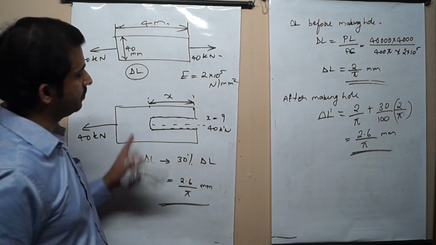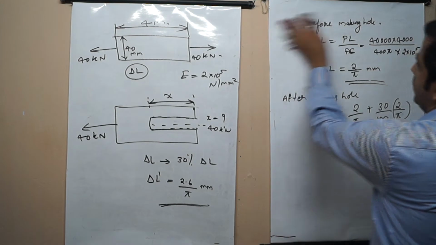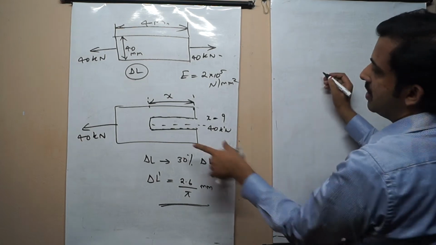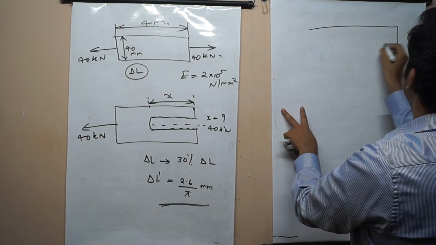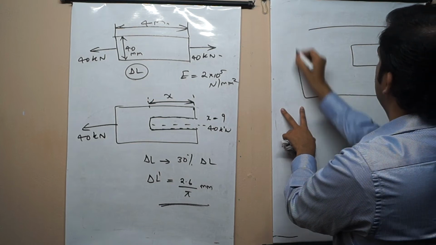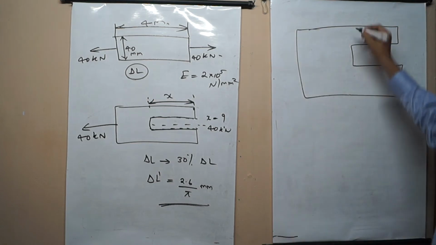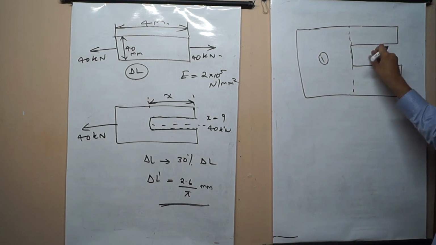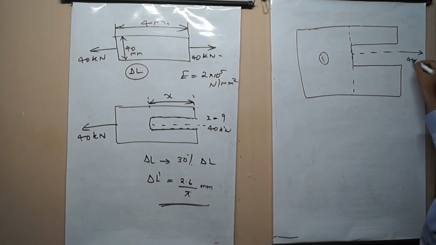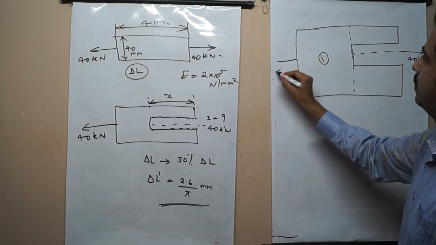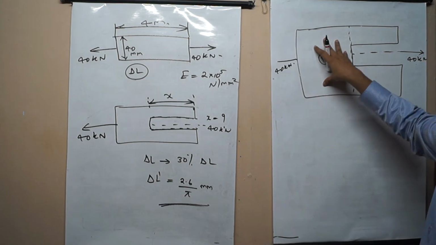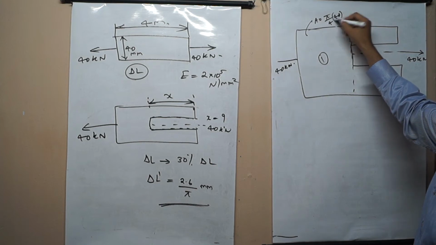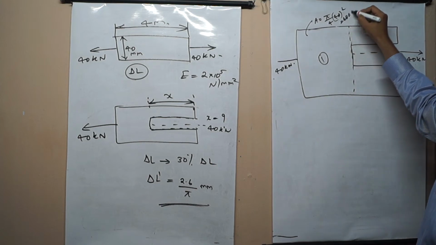We can solve this very easily. This is our question. Here in this question there are two parts. First part is here and the second part is here. Here there is a hole. The same force is acting, 40 kilonewton axially. For this part, what is the area? Area is equal to pi by 4 into 40 square, that is equal to 400 pi.